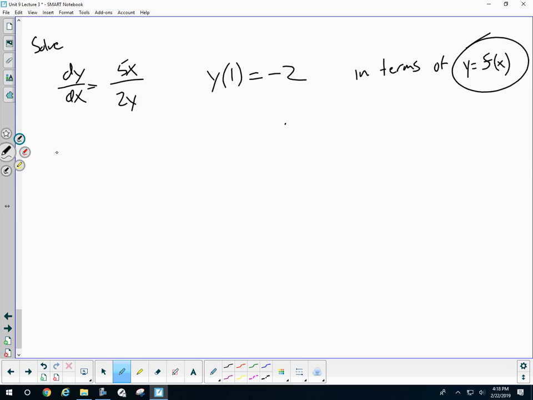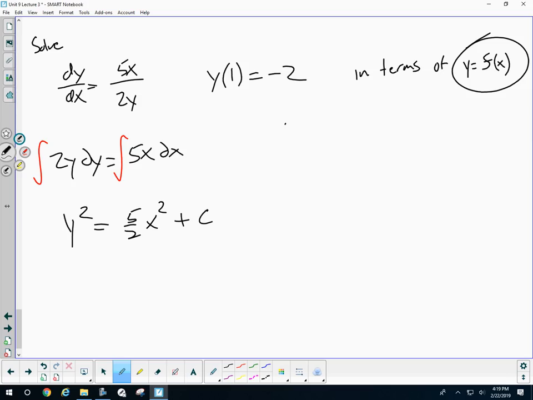Let's see. Separate your variables. Algebraically, be careful. For these, they're very similar, but if the y's are up top, just make sure you're dividing. Don't just move stuff. I'm multiplying by 2y on both sides. I'm multiplying by dx on both sides. Take the antiderivative. I get y squared equals 5 halves x squared plus c. Okay, and I square root, and I get y equals plus or minus root 5 halves x squared plus c.